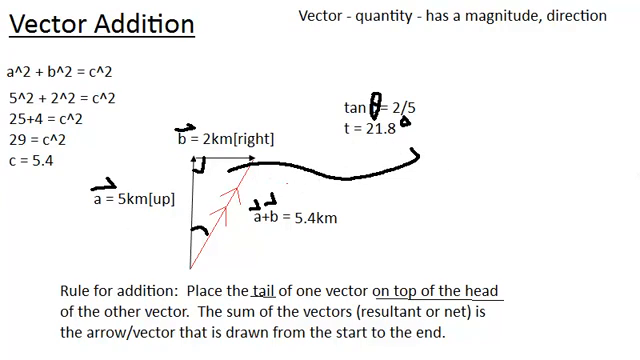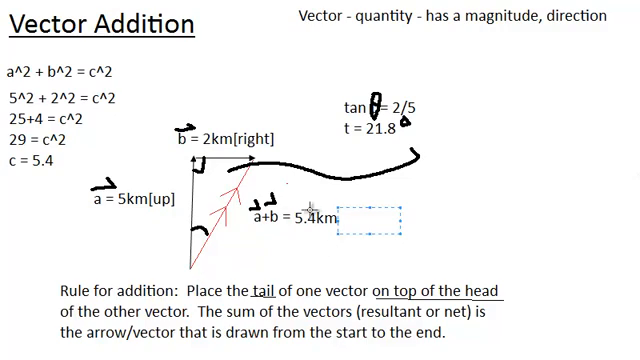21.8 degrees. And we can finally fill out the direction. What is direction? Well, what is this angle actually? What does this angle represent? What does the 21.8 degrees represent actually? It is the angle between the up direction and your resultant.